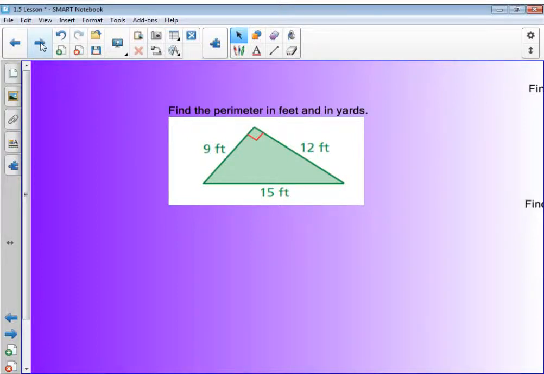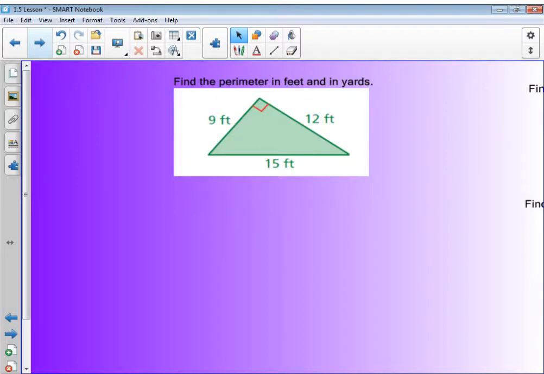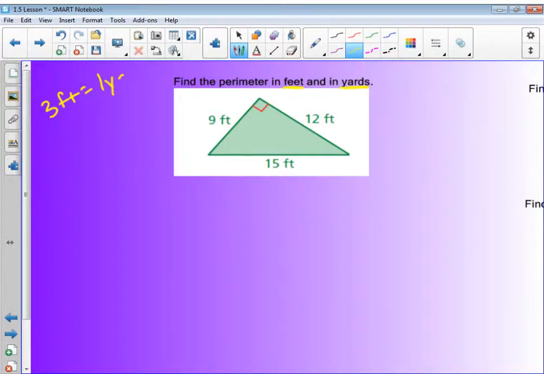The very first part of this lesson is converting when they give you a real life scenario. So here it says find the perimeter in feet and in yards. The nice thing about this is we are getting to work with feet and yards, which are both US. So our conversion between feet and yards, well, we have 3 feet equals 1 yard. Or reversed, you could say 1 yard equals 3 feet. Okay, so those are the same.